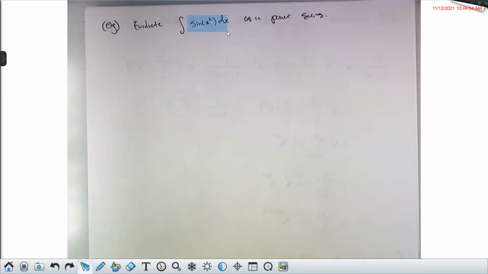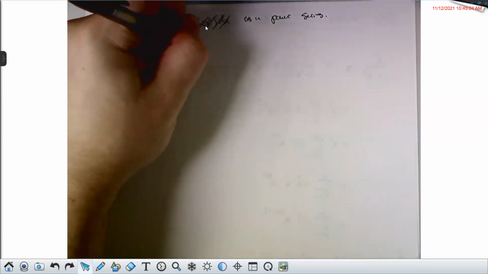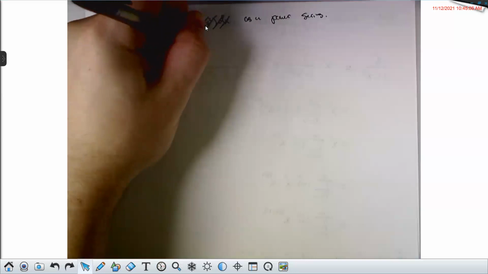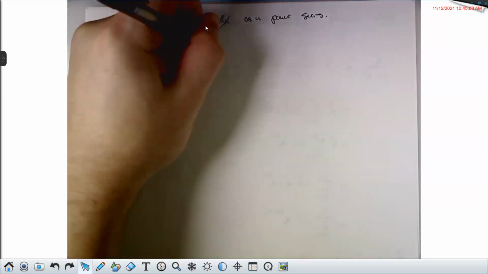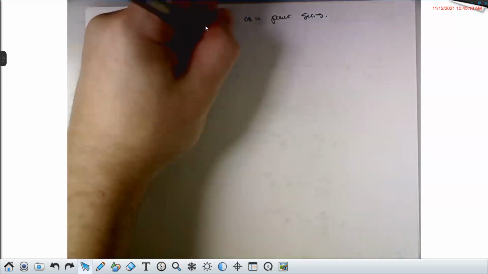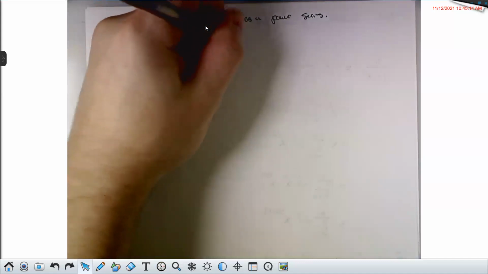Oh, we don't have the power series for sine yet, do we? That's tough. I can't do this one for you. I wanted to do this. This is called a Fresnel integral. They're very fancy. But maybe instead, let's do x squared times the inverse tangent of x squared. Why not?